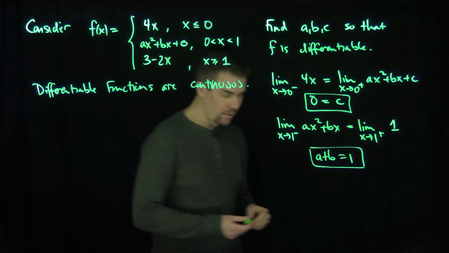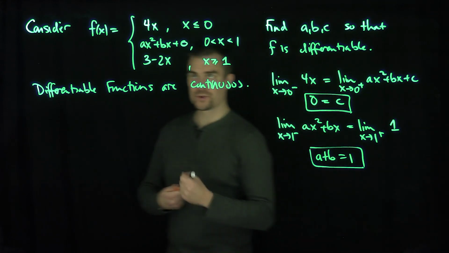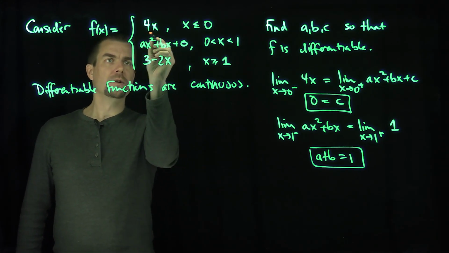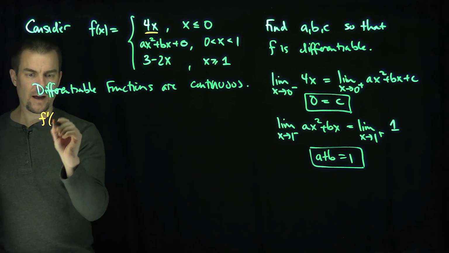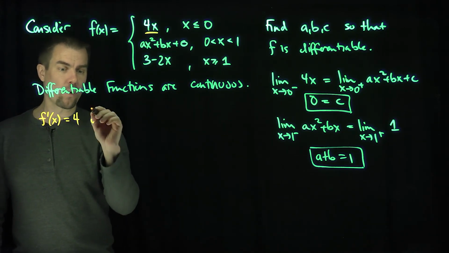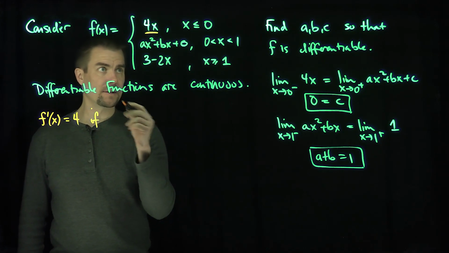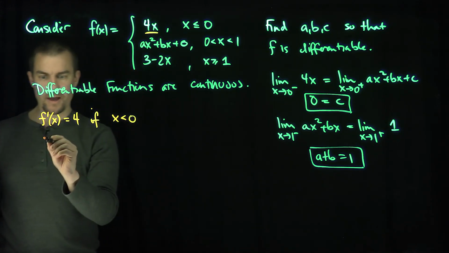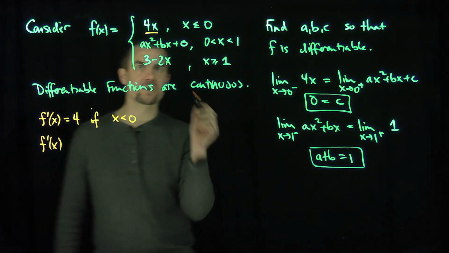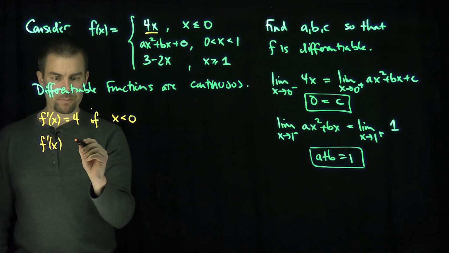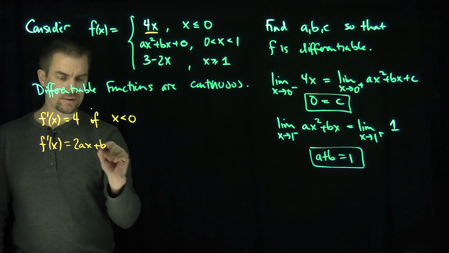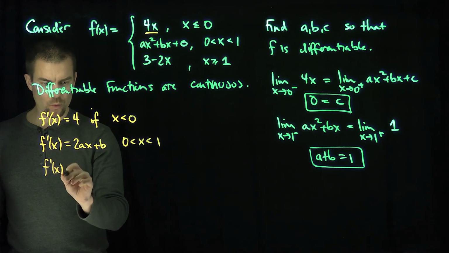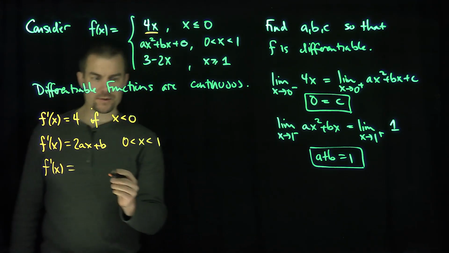Now I need it to be differentiable, so the derivative needs to exist, so the limit of the difference quotients has to be the same. So what can I say about f prime from the left? Over here, the slope is going to be what? f prime of x is equal to 4 if x is less than 0 strictly. And what will f prime be if you're between 0 and 1? Well, it's going to be the derivative of this expression, which is 2ax plus b, if x is between 0 and 1. And f prime of x will be negative 2 if x is bigger than 1.